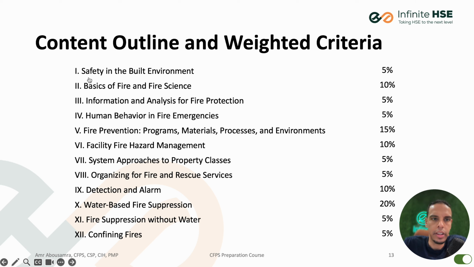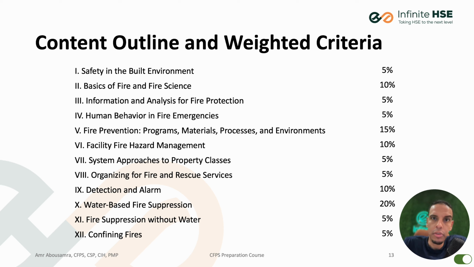That means for Safety in the Built Environment, you will get 5 questions in the exam. For example, for Detection and Alarm, you will get 10 questions. For Water-Based Fire Suppression, you will get 20 questions. So Detection and Alarm, Water-Based Fire Suppression, Fire Suppression without water, and also Fire Prevention carry the most weighted criteria, the most questions in the exam. So you have to focus on these topics.